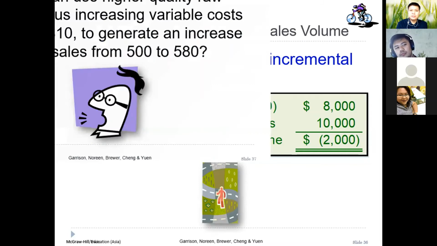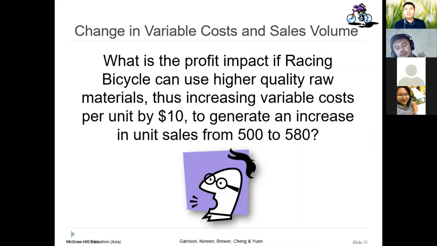Okay, next. Now, what is the profit impact if Racing Bicycle can use higher quality raw materials, thus increasing variable cost per unit by 10 to generate an increase in unit sales from 500 to 580? So, magkano ba kanina yung variable rate natin? Is it 300? 300 yung variable rate. So, now it becomes what? 310. Pero since maganda na yung quality mo, magdadagdag ang iyong sales, from 500 to 580.